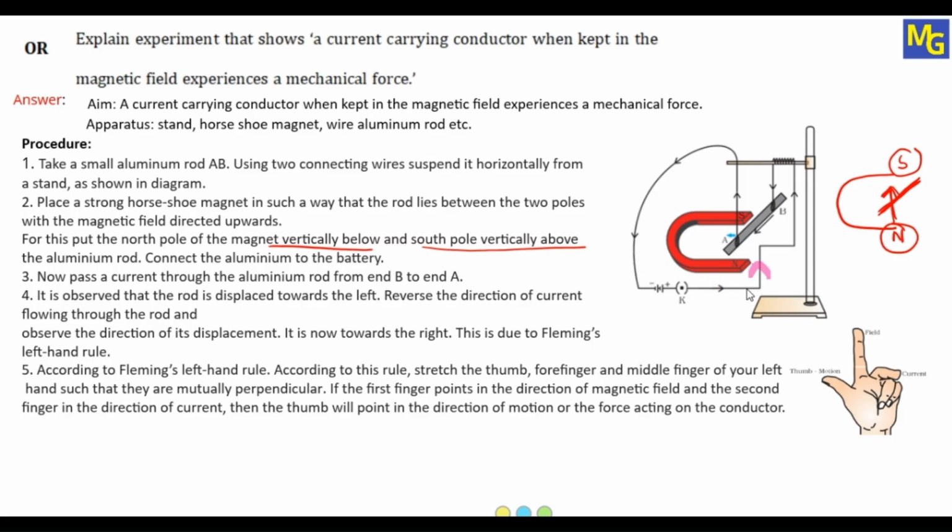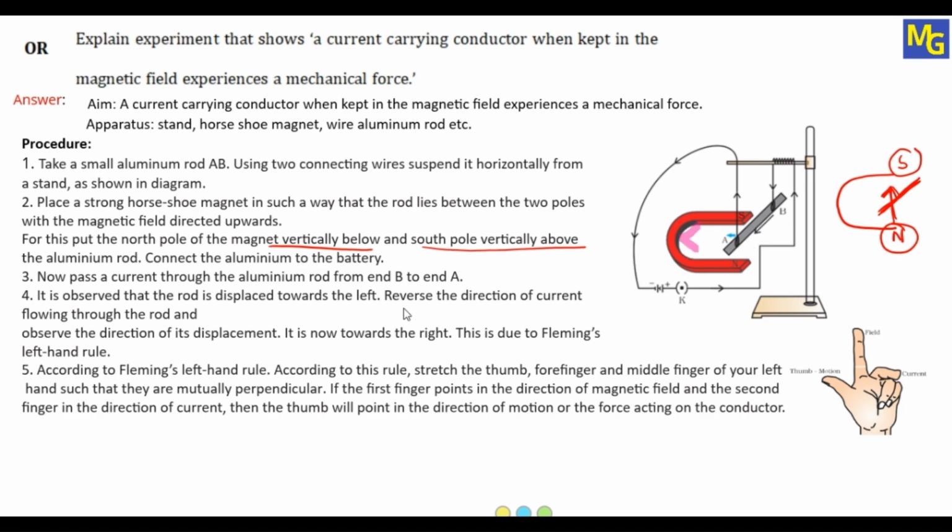So the current will move like this, and first it will enter the B end, then it moves from B to A end. It is observed that the rod is displaced towards the left. So when the current is moving from B to A, a force acts on this rod, and due to that force the rod will move towards the left, inside the horseshoe magnet.